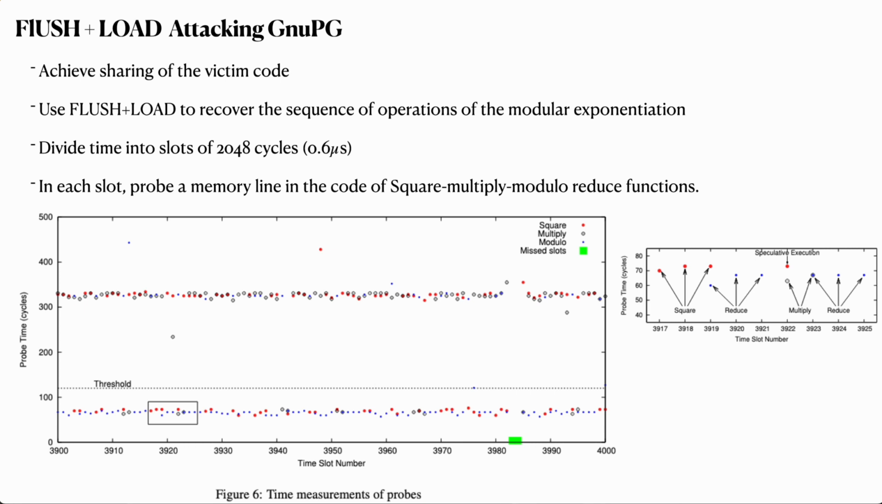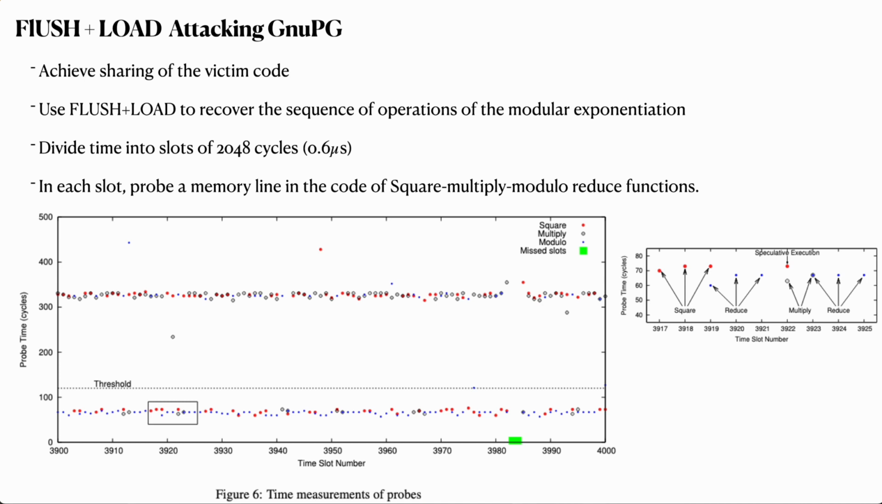So this paper attacked GnuPG using the Flush+Reload technique. It first achieves the sharing of victim code. It uses Flush+Reload to recover the sequence of operations of the modular exponentiation. It then divides time into slots of 2048 cycles, and in each slot, it probes a memory line in the code of the square, multiply, modular reduce functions.